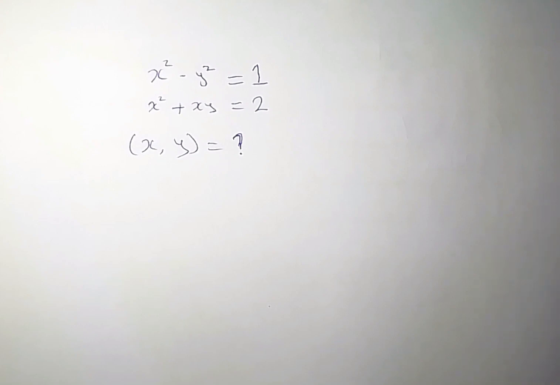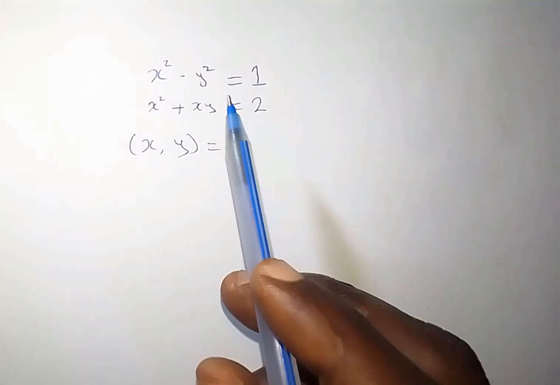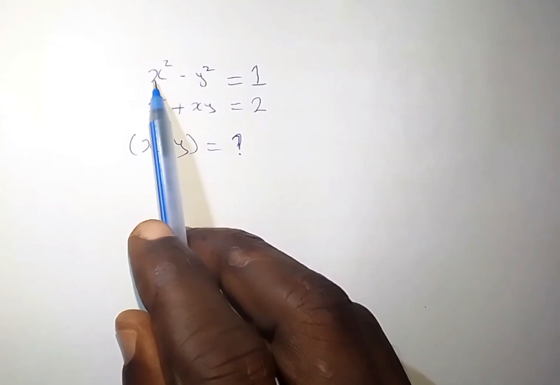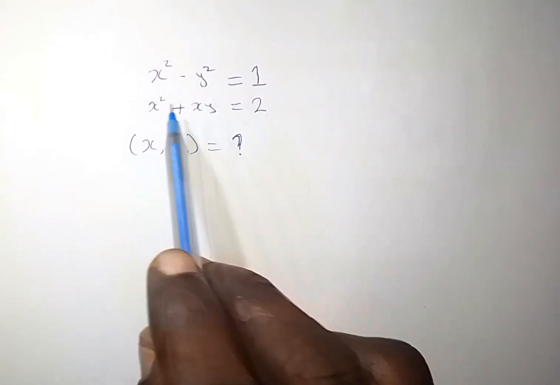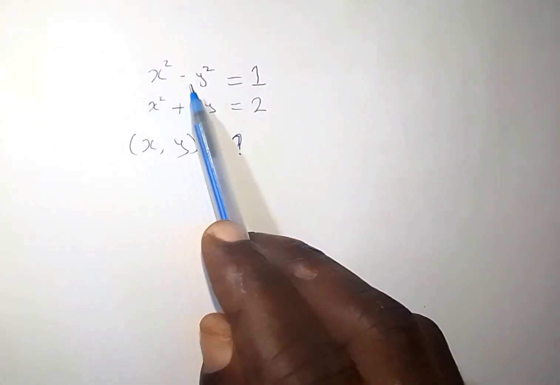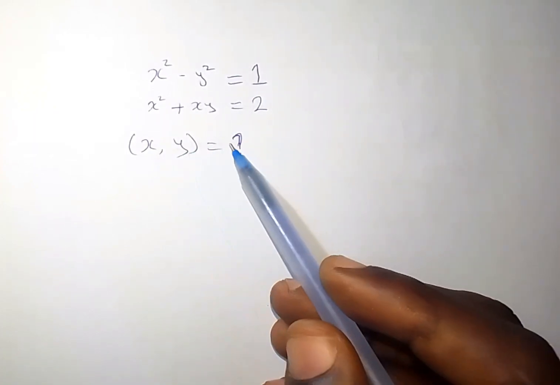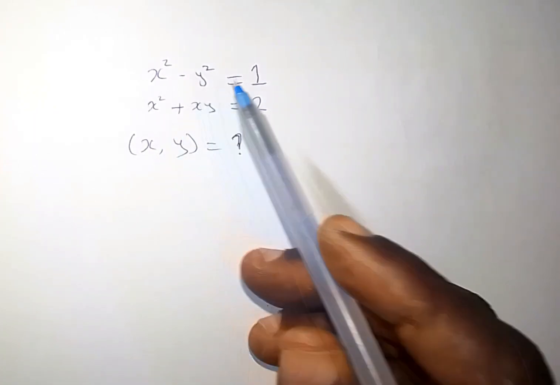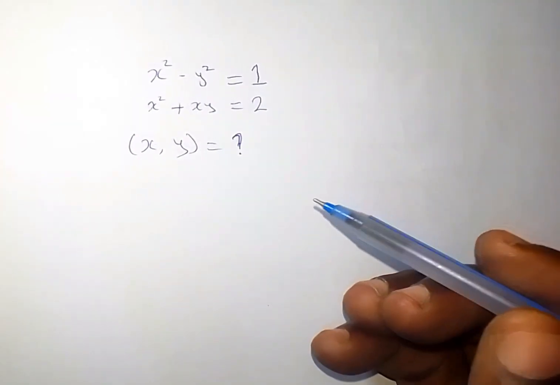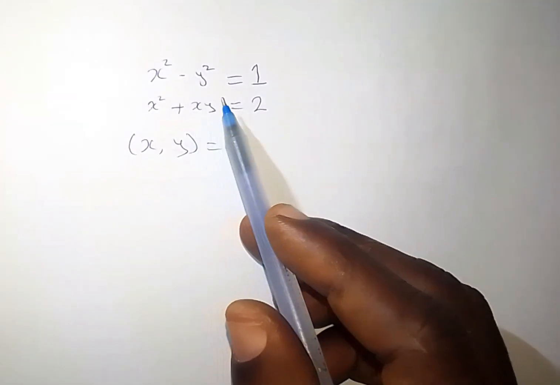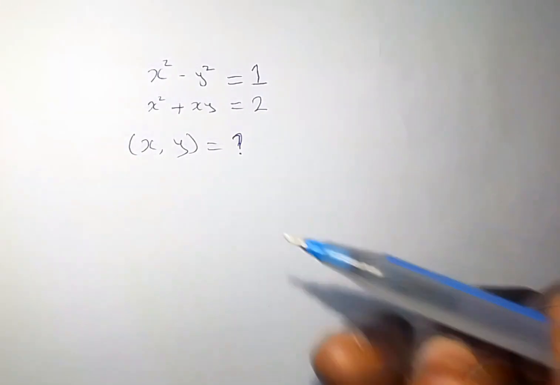Today we have been given a simultaneous equation to solve. We have a simultaneous equation if two equations are given and we are to solve simultaneously. So we've been asked to find the pair of x and y. So let us proceed and see the solution to this equation.